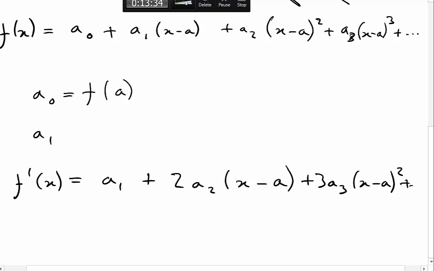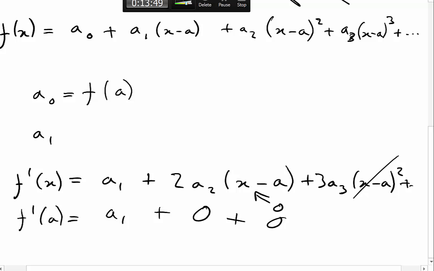If I plug a into this like I did above, then this term will disappear. This term will disappear. In fact, all of these terms will just go to 0 if I plug in x equals a. So if I plug f dash of a into here, I'm left with a1, plus this goes to 0, this one goes to 0, and in fact all following terms go to 0. So f dash of a is equal to a1. Okay, so I've now got an expression for a0 and for a1.